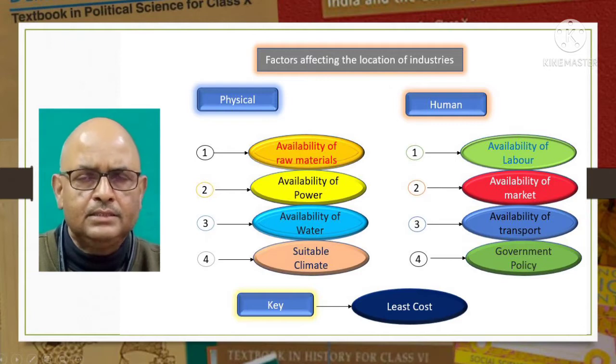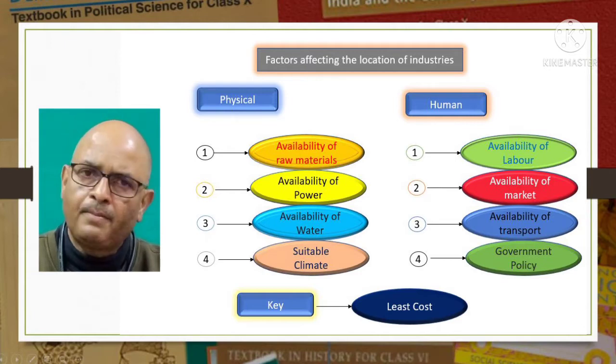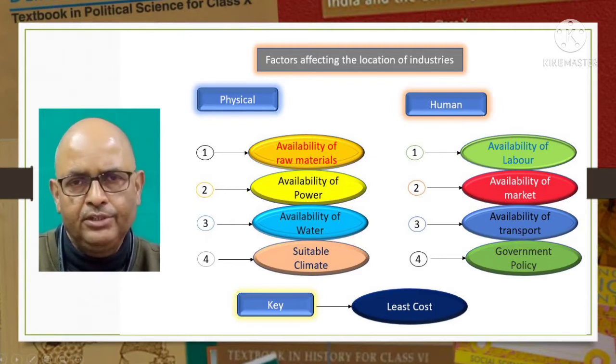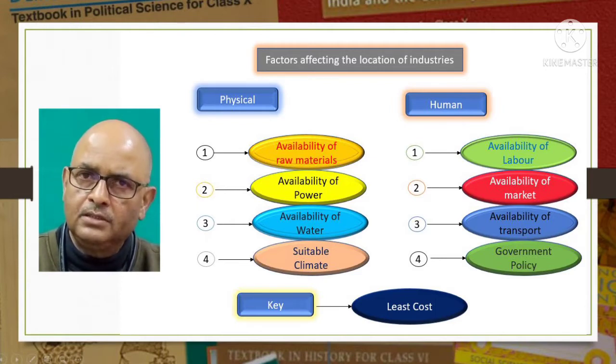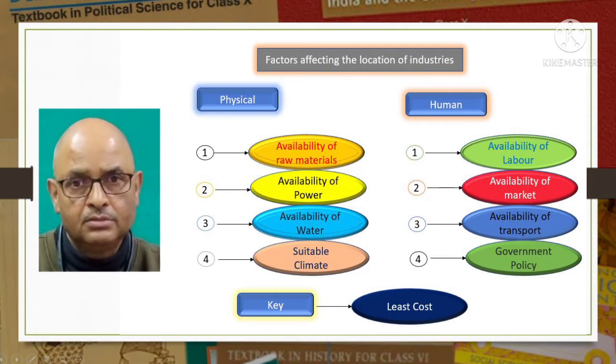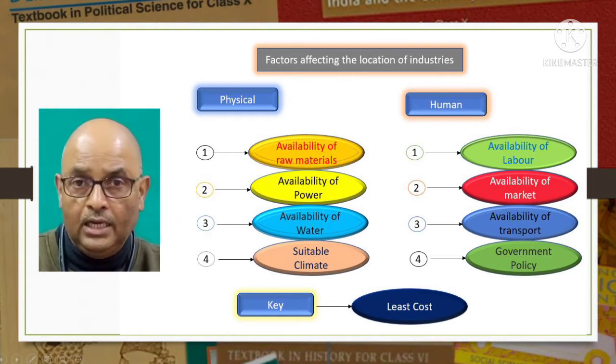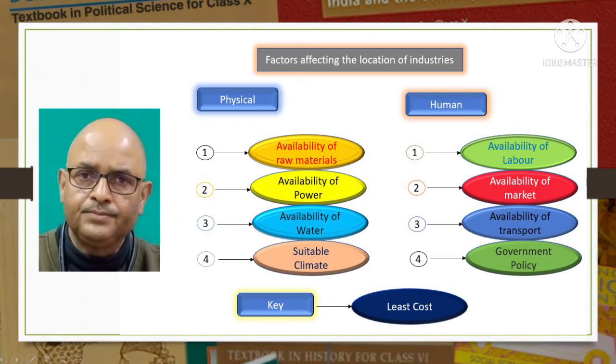Second factor is availability of power. Energy has been a very important input for industries. An uninterrupted supply of power is essential for running machines. Hence, regions rich in power resources are ideal locations for industries.